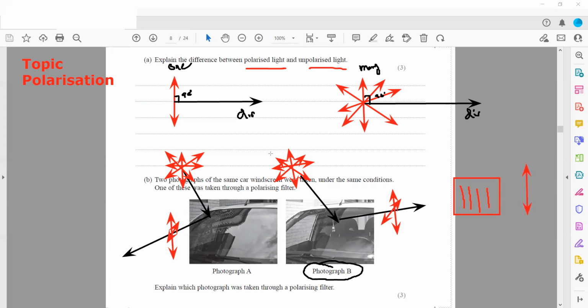But here what happened? When the light strikes, it is partially polarized. So using a polarizing filter, when you observe, you'll see a clear image because only one component is observed. Here, multiple components are observed.